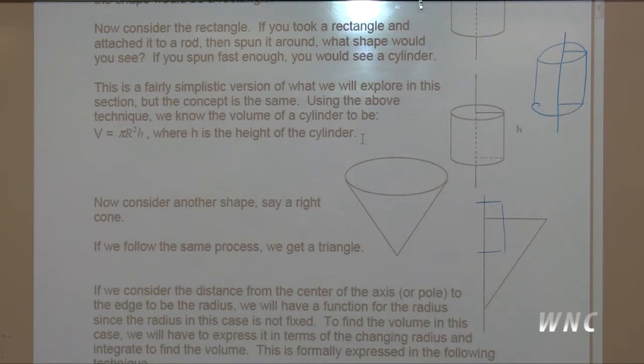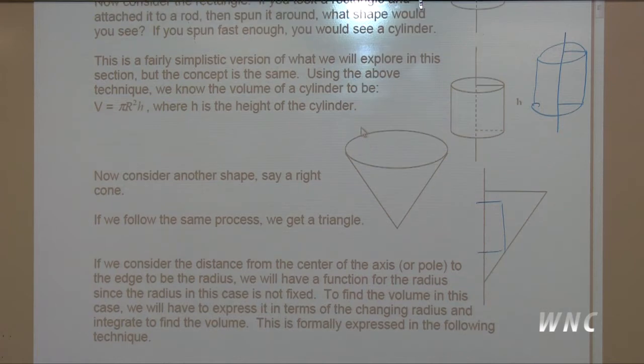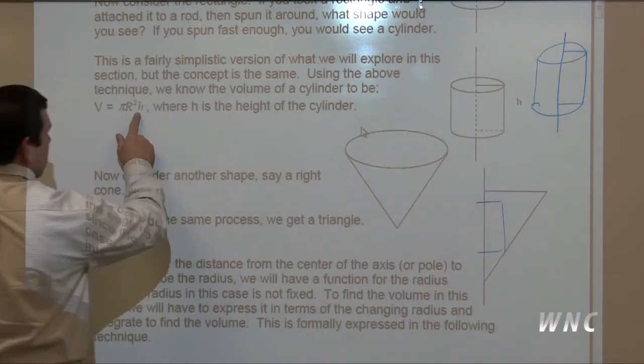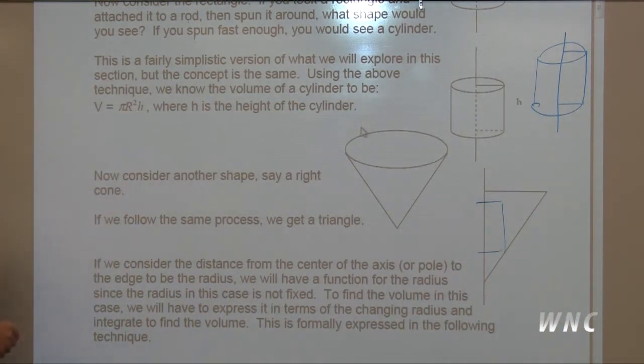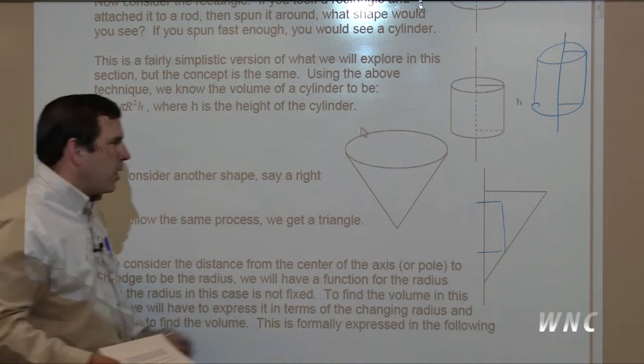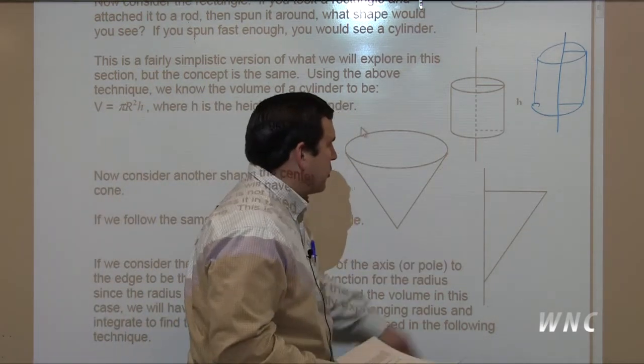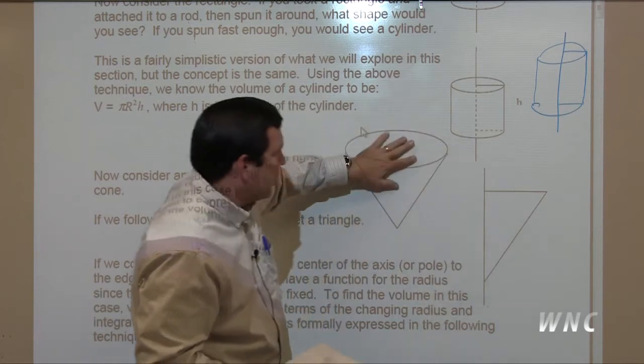Using the above technique, we know the volume of a cylinder is pi r squared h, where r is the radius and h is the height of the cylinder. Now consider another shape, say a right cone. If we follow the same approach, we might have a triangle here. This triangle is spun around to get the shape of a cone.